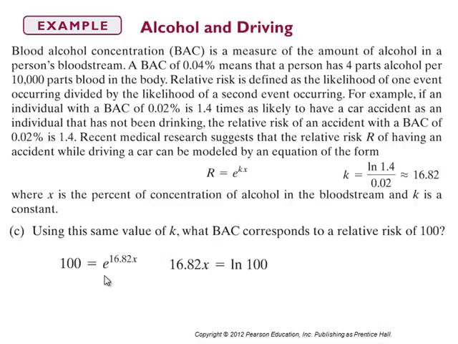So you could take a logarithm with the appropriate base, so as to match the base of exponentiation, so that you could solve for this exponent. And then divide both sides by the 16.82, so you get x is equal to about 0.27. So someone who has a BAC of 0.27%, they are 100 times more likely to get into a car accident than someone who has not been drinking.